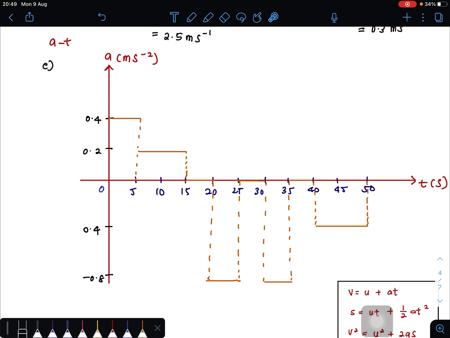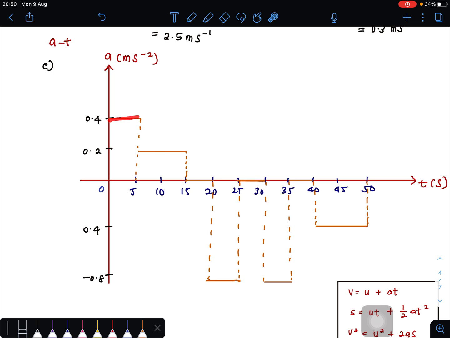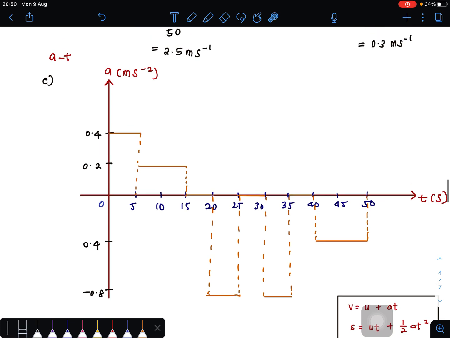So this is how you sketch an acceleration against time graph. Okay, you just follow the time interval, exactly the same time interval, but now the y-axis is the value for the acceleration that you have already calculated in the first question. Okay, so that's all for example 4. Thank you.